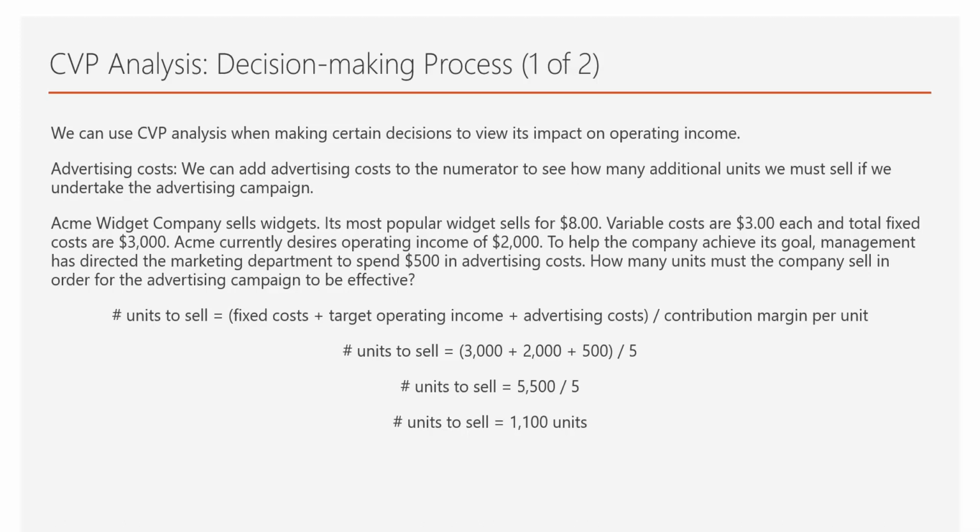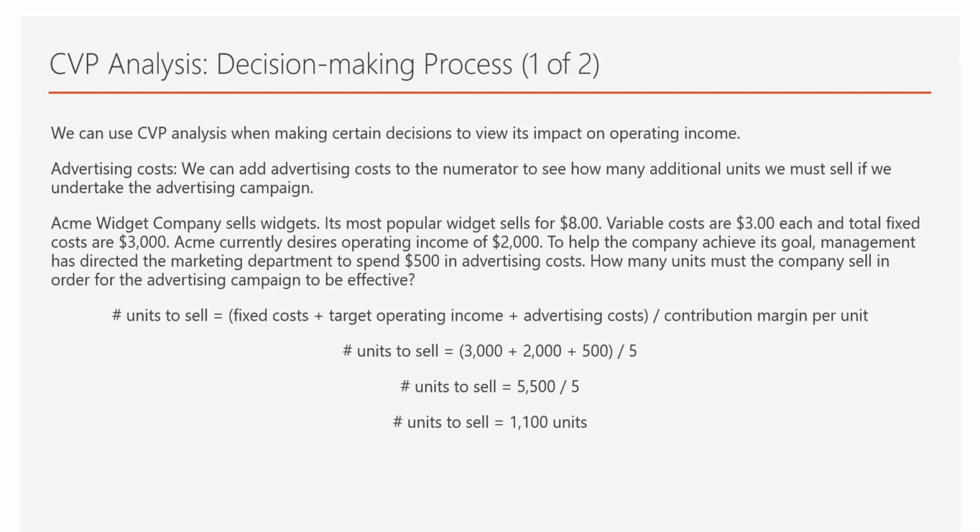So I'm going to take my fixed cost of $3,000, add to that my desired operating income of $2,000, add to that the advertising costs I need to cover now, add those together, and I get what, $5,500? Divide that $5,500 by my contribution margin per unit of $5. And in order for that advertising campaign to pay off, I need to sell 1,100 units.